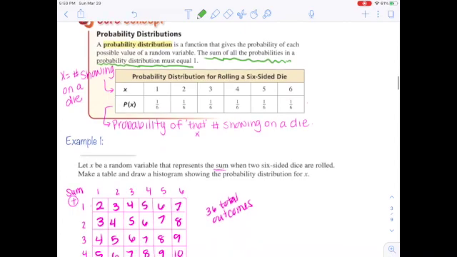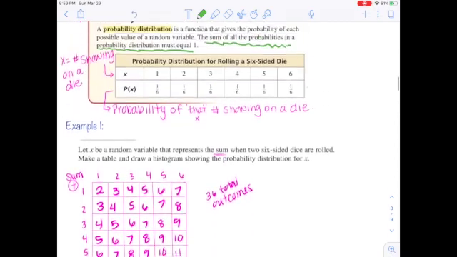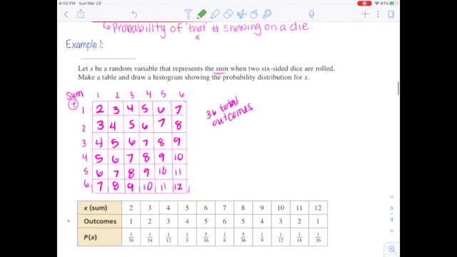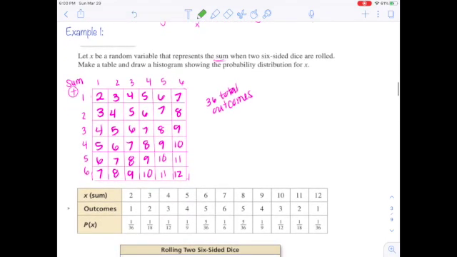So you can actually take this concept. We're going to talk about a bunch of different diagrams today, so you have a bunch of resources that you can use to tackle these problems in a nice orderly way. So for example 1, we've got let x be a random variable that represents the sum, which is really important for this problem, when 2 6-sided dice are rolled.